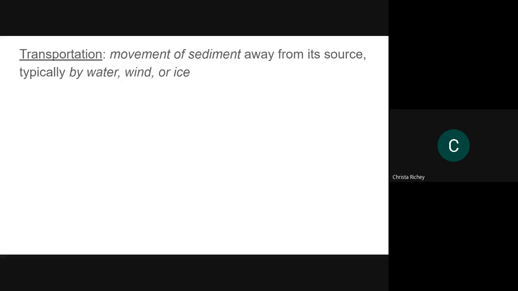So transportation: water and wind. Glaciers move a lot of stuff. Okay, so that would be your ice motion. But transportation is basically what's happening with erosion. It is moving your broken up bits of rock somewhere else.